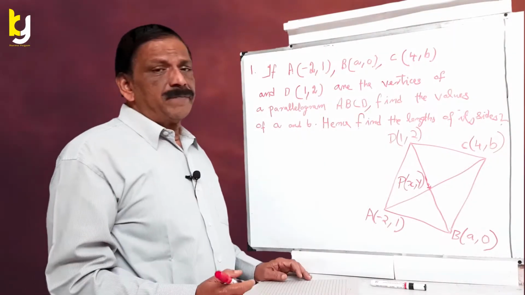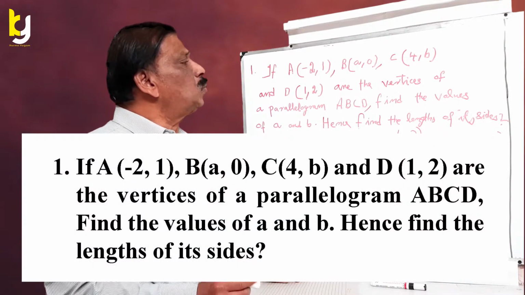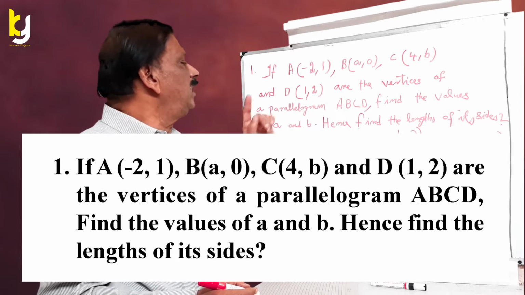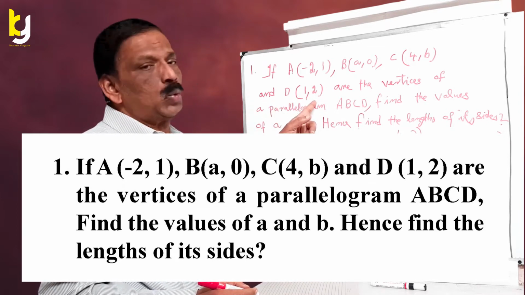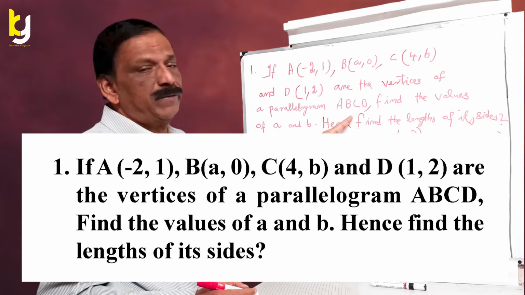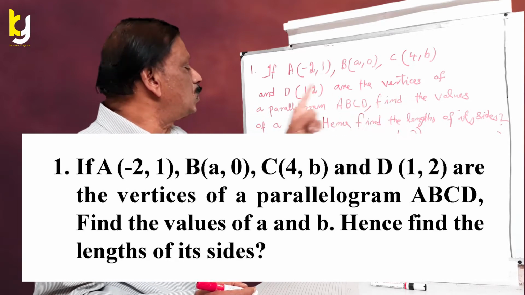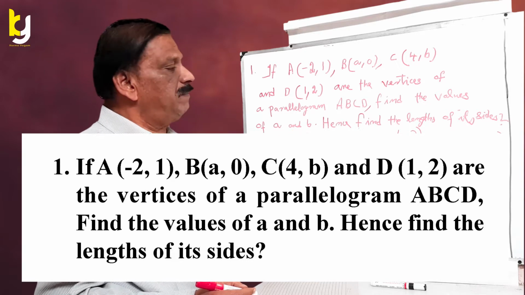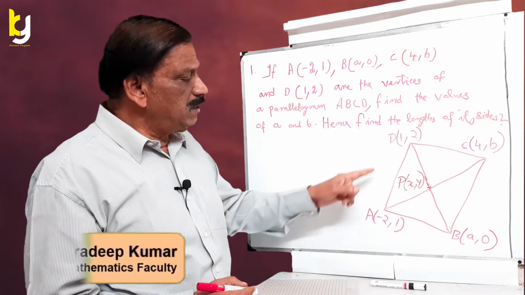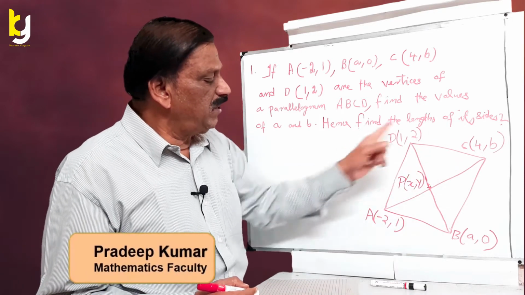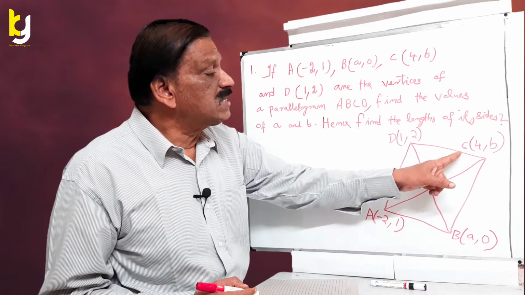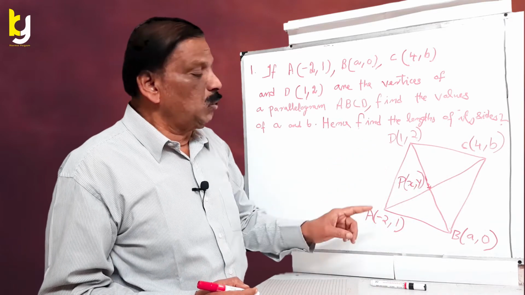The question is, if A(-2, 1), B(a, 0), C(4, b) and D(1, 2) are the vertices of a parallelogram ABCD. Find the values of a and b, hence find the length of its sides. This is the parallelogram ABCD: A(-2, 1), B(a, 0), C(4, b), D(1, 2).